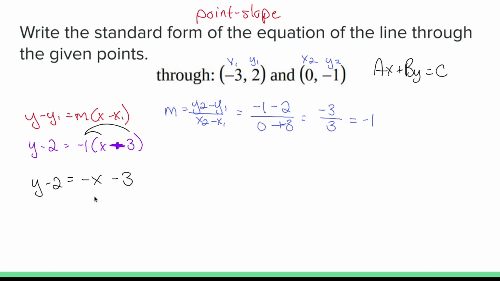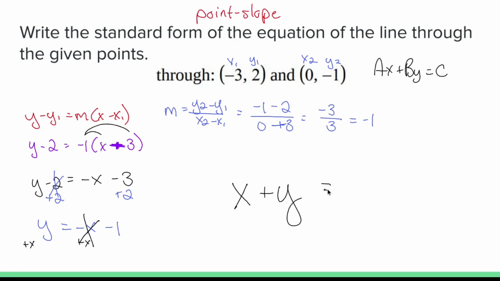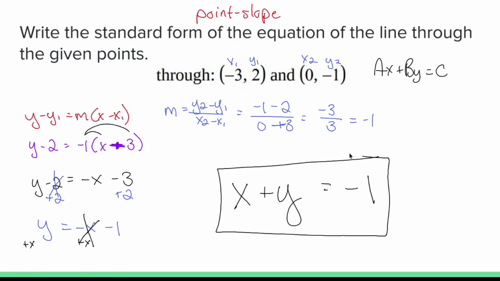I need to move the x and I need to move the -2, so it doesn't matter the order. Let's add 2 to both sides. So I have y equals -x minus 1. And let's add x to both sides. A positive x and a positive y is going to give me x plus y on the left equals -1 on the right. So technically, that's standard form. Is it pretty? Nah. But is it legal? Sure.